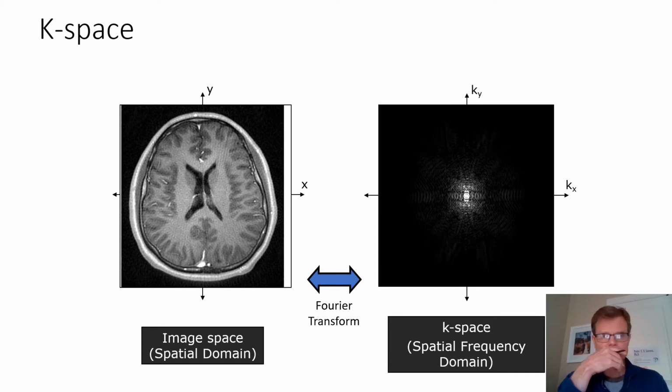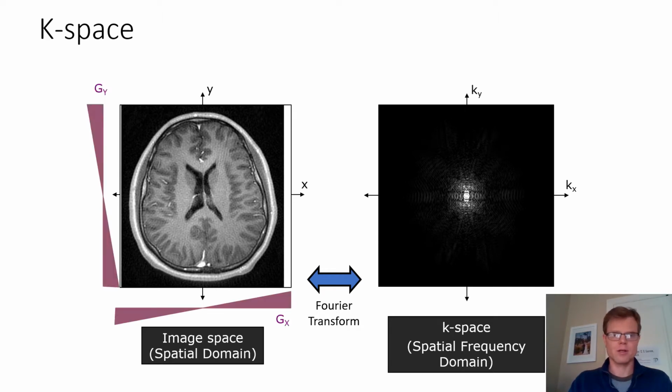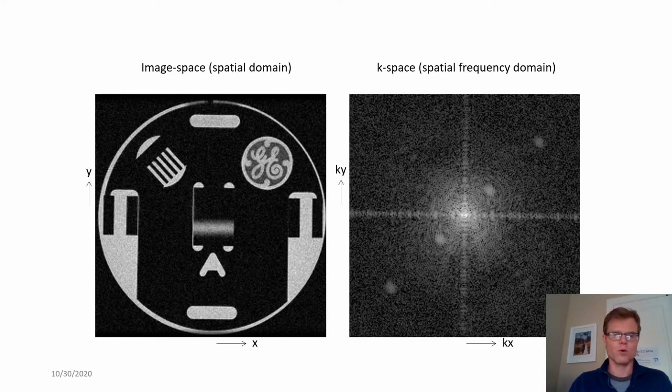So what is K-space? If we think of what we want, which is our image or the image space, sometimes referred to as the spatial domain, X and Y, K-space is the spatial frequency domain. It is simply a Fourier transform of our image space data. Here's one example for a brain, and another example for a phantom, an object used to test an MRI scanner.